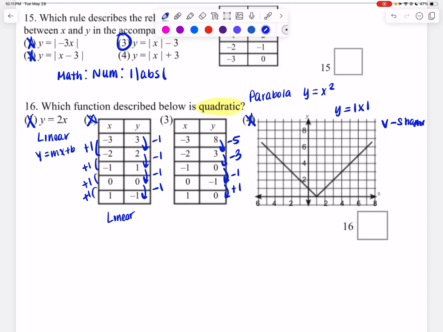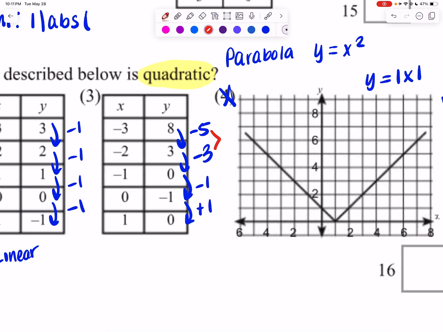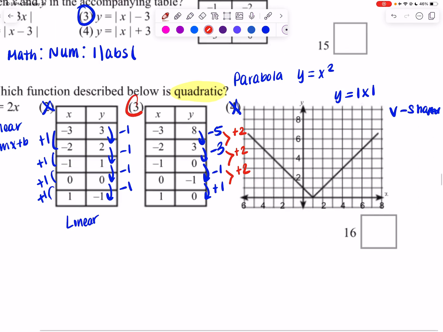Now, the technical way of doing this also is to look at your second differences. To go from a -5 to a -3, that's +2. -3 to -1, that's +2. And then -1 to 1, that's a +2. So that's another reason why this is quadratic.